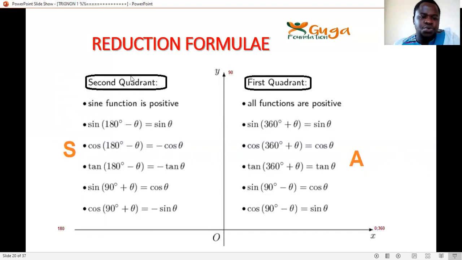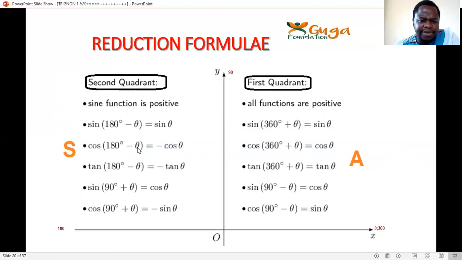So now let's go to the second quadrant. Here sine is positive: you've got S, sine is positive. So sine of 180 minus theta. You ask yourself two questions. Sine of 180 minus theta, which quadrant is it in? The second quadrant. Is sine there positive or negative? Positive. Is it a cofunction? No, it will remain the same. It will be sine theta.